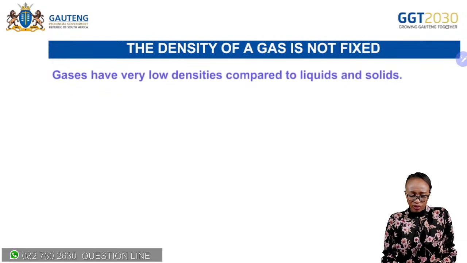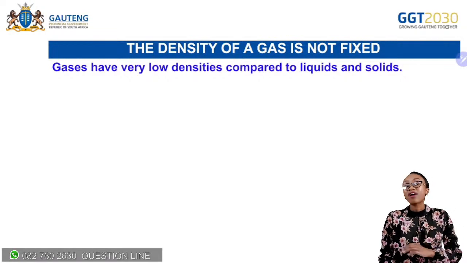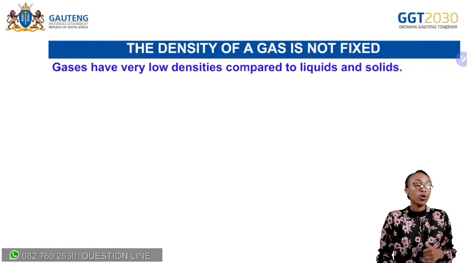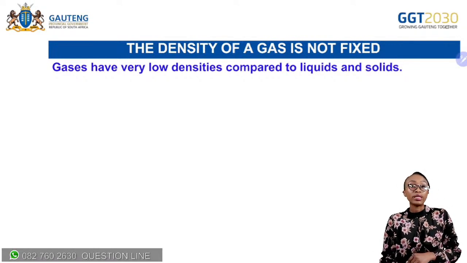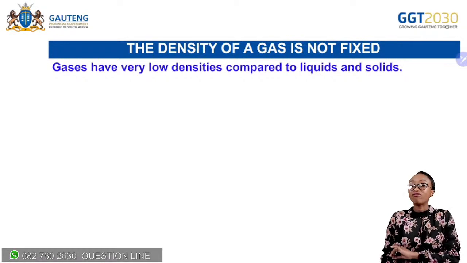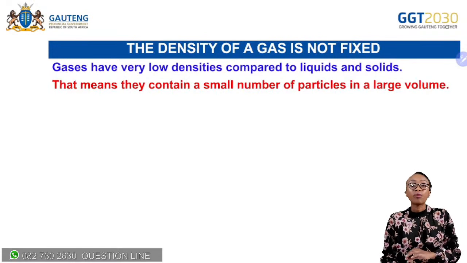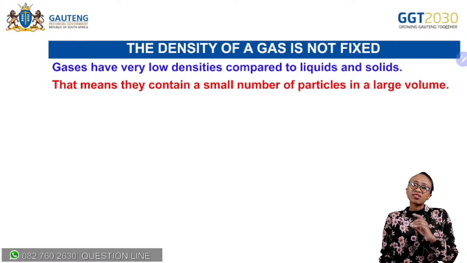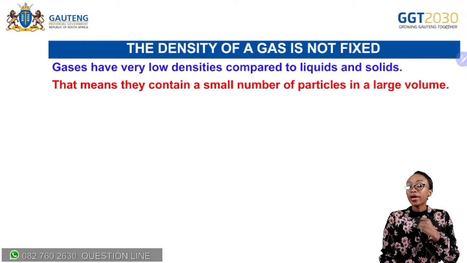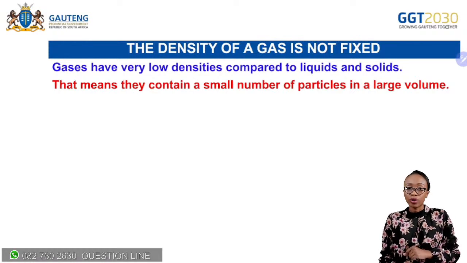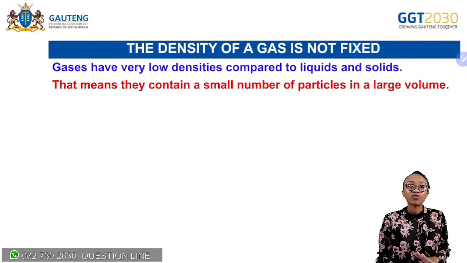So let's talk more about this density of a gas that is not fixed. Gases have the lowest density when we are comparing them to the solids and to the liquids. They have the smallest, the lowest density. This means that they can contain a smaller number of particles in a large volume. Remember my 2 by 2 by 2 cube? That's the same amount of volume. That's 8 cubic centimeters of volume.